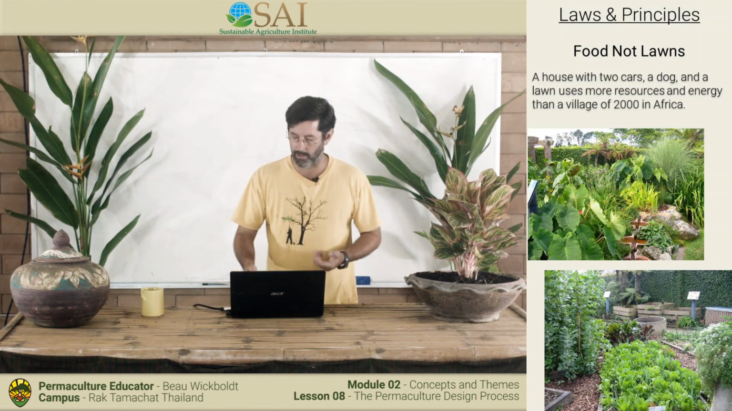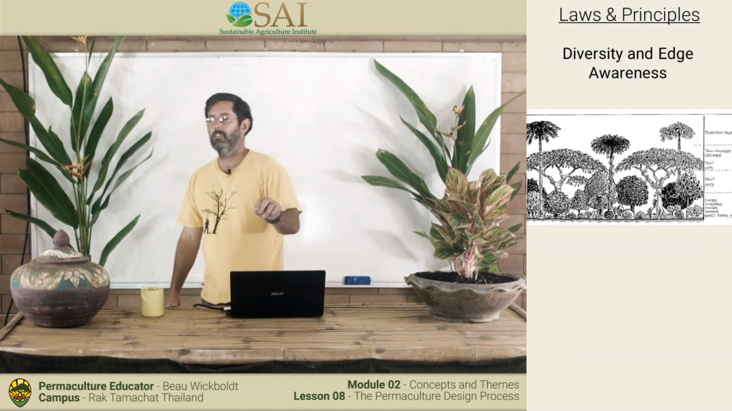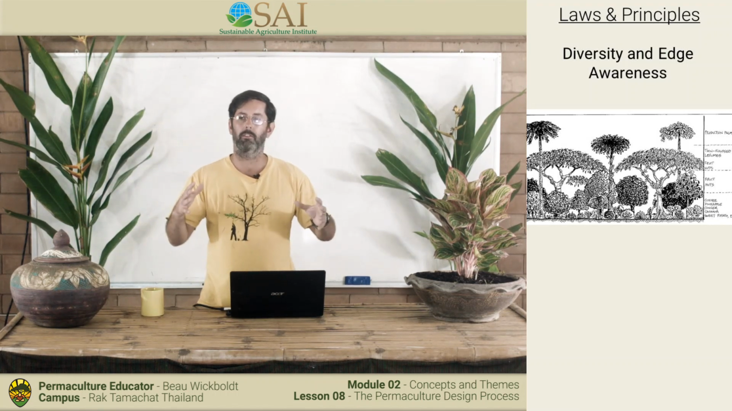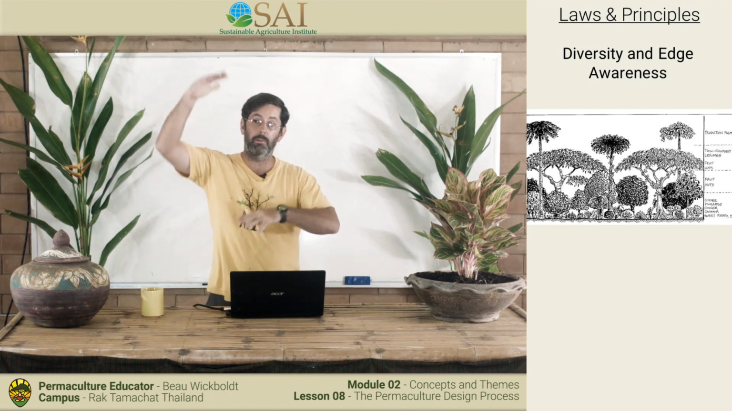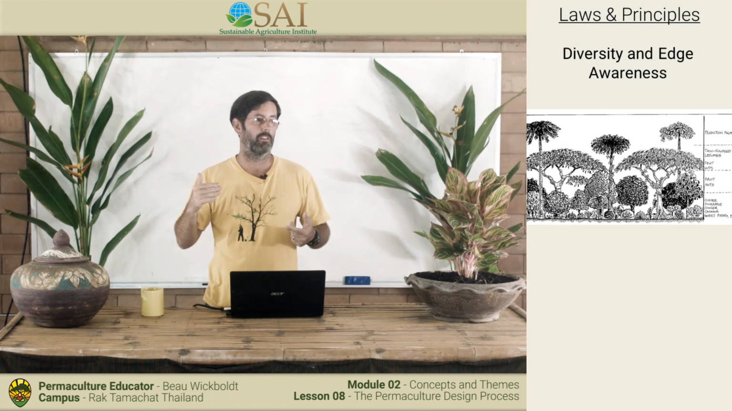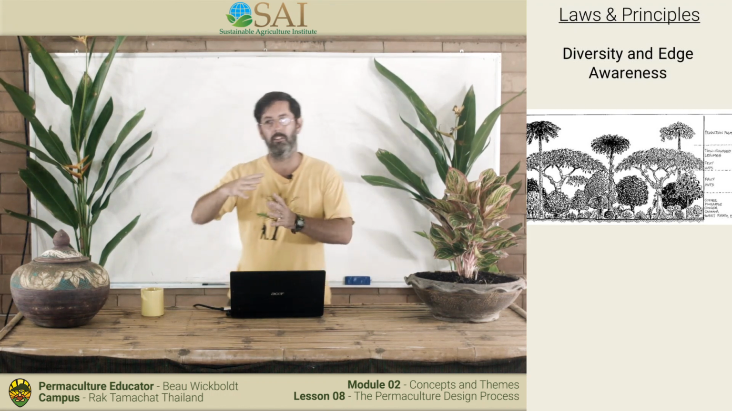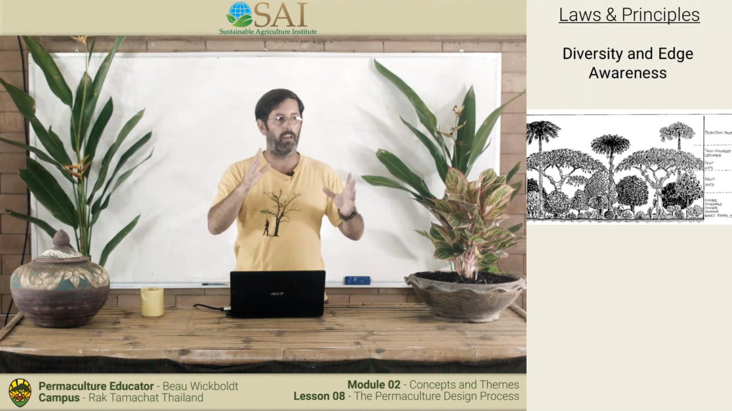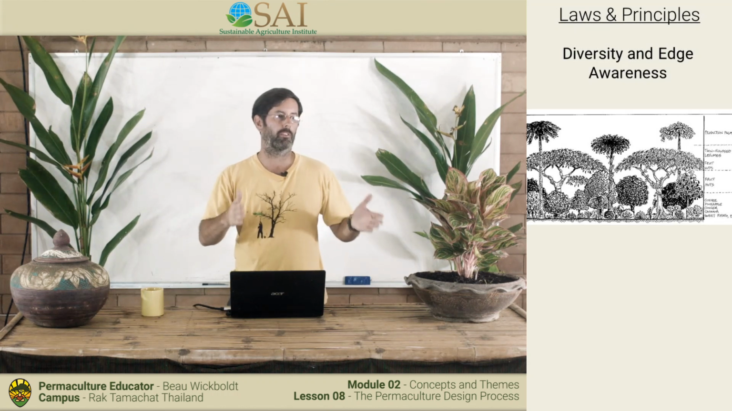Look into it in your own country. Think about diversity and edge awareness. We're going to start to learn in our food forest systems how we can create 3-dimensional spaces and we can create layers. So this is edge awareness. Edge in 3 dimensions, vertical and horizontal, and the edge changes over time, which is called succession.